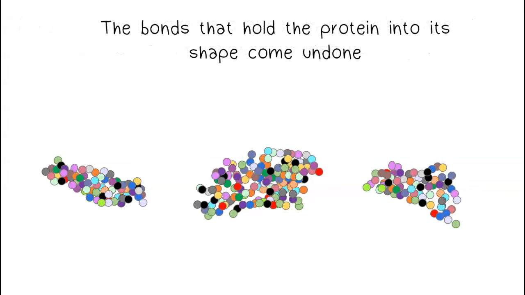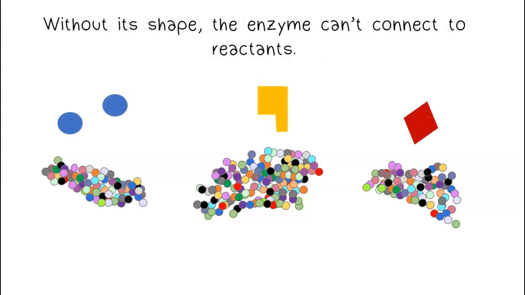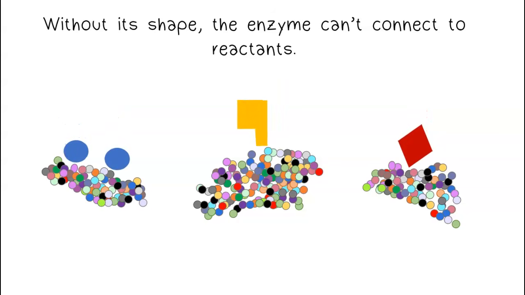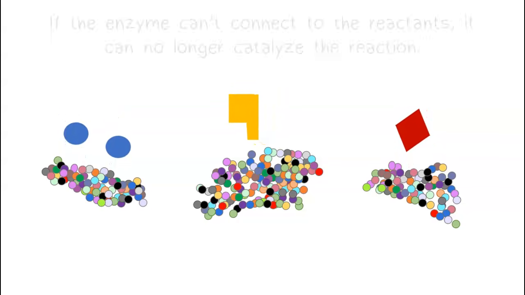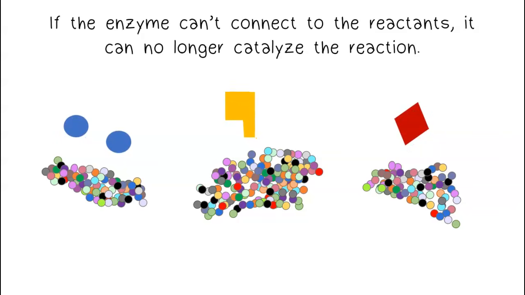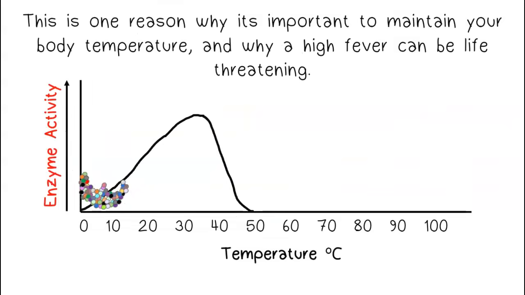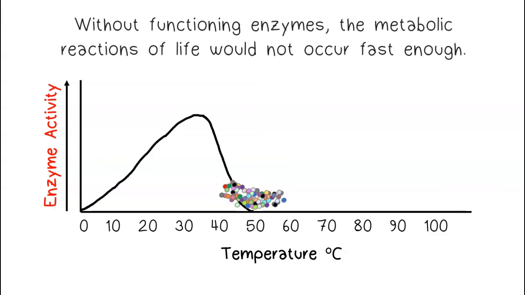The bonds that hold the protein in its shape come undone. Without its shape, the enzyme can't connect to reactants. If the enzyme can't connect to the reactants, it can no longer catalyze the reaction. This is one reason why it's important to maintain your body temperature and why a high fever can be life-threatening. Without functioning enzymes, the metabolic reactions of life would not occur fast enough.